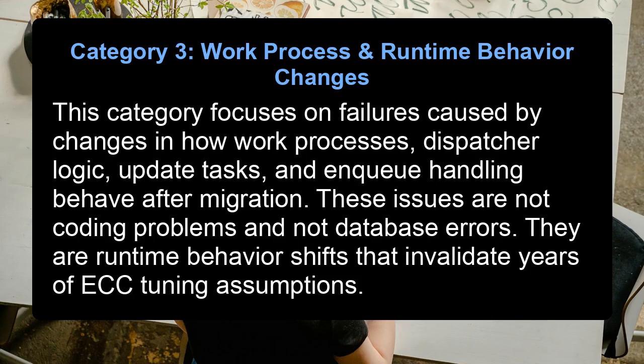Category 3. Work process and runtime behavior changes. This category focuses on failures caused by changes in how work processes, dispatcher logic, update tasks, and in-queue handling behave after migration. These issues are not coding problems and not database errors. They are runtime behavior shifts that invalidate years of ECC tuning assumptions.